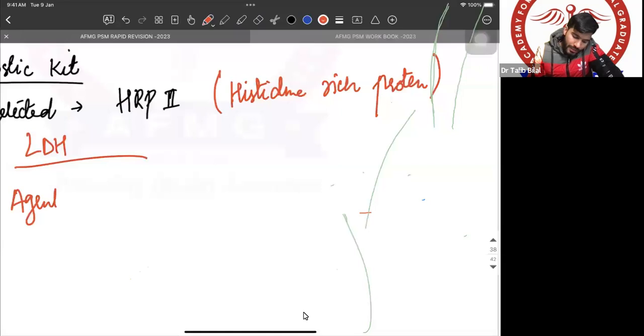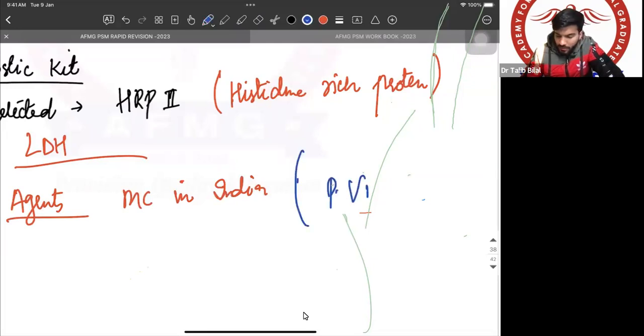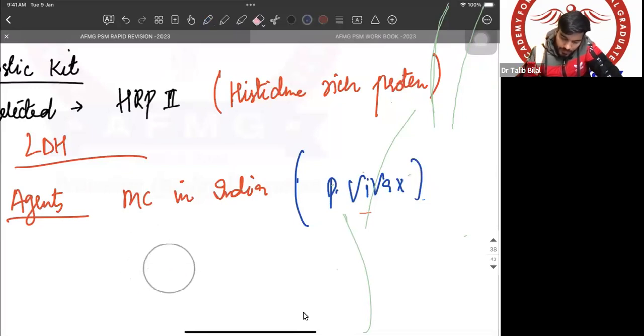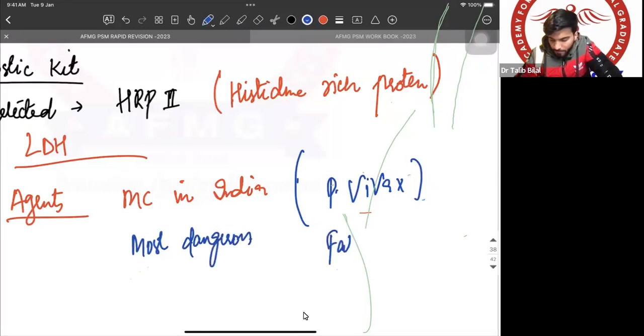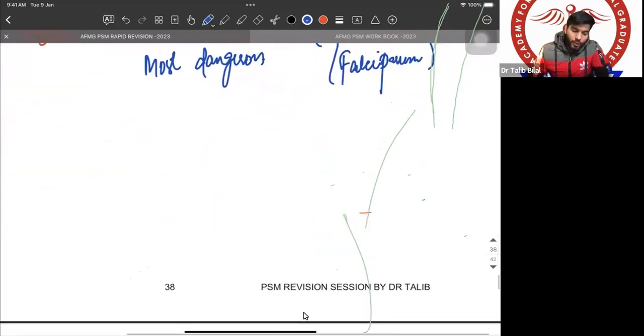Now, if we talk about agents, you already know, guys. The most common in India is Plasmodium vivax. The most dangerous is falciparum. A very important question that they ask, guys, is treatment.